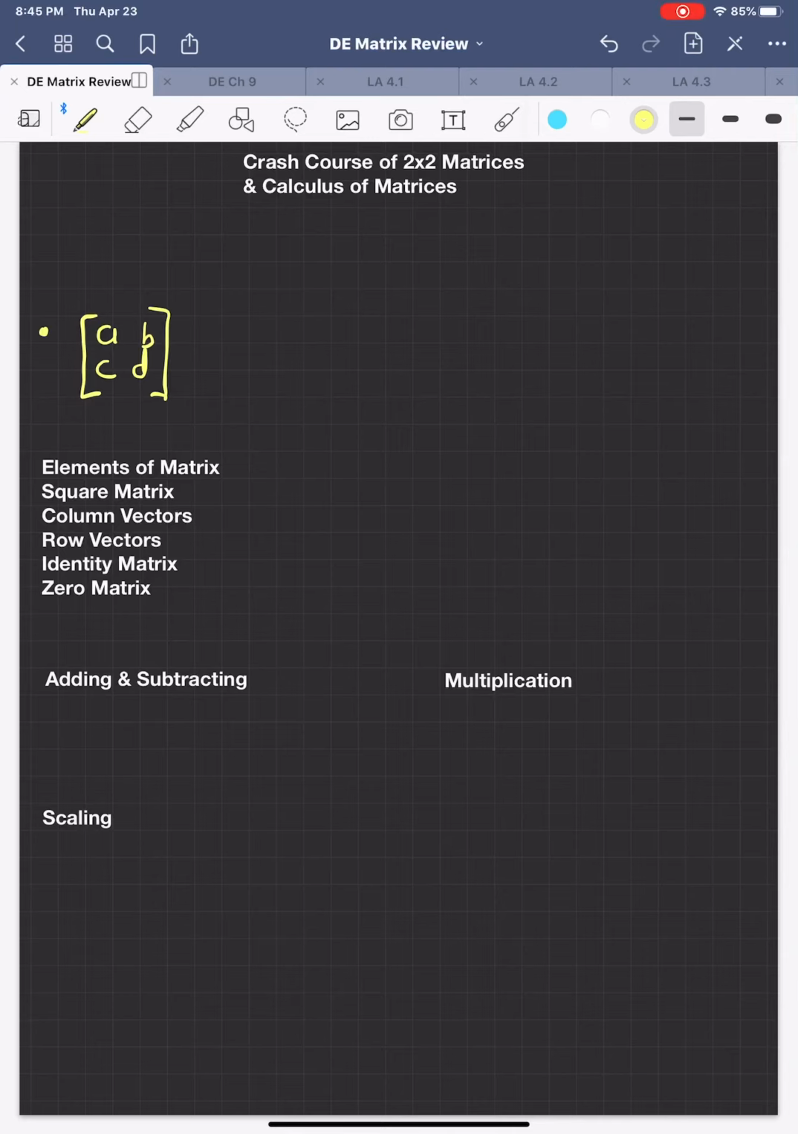All right, so where we're going next is chapter 9, and we're going to learn some new techniques for solving differential equations using matrices. So what I want to do is a quick crash course in 2 by 2 matrices, as well as show you how the calculus of matrices would work.